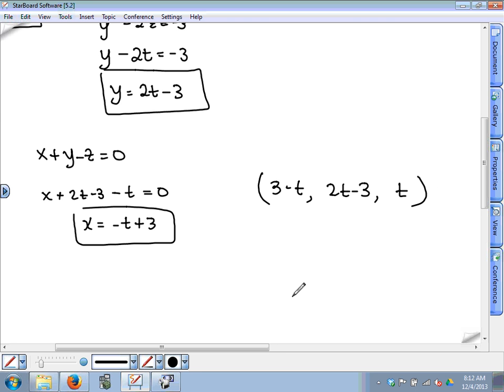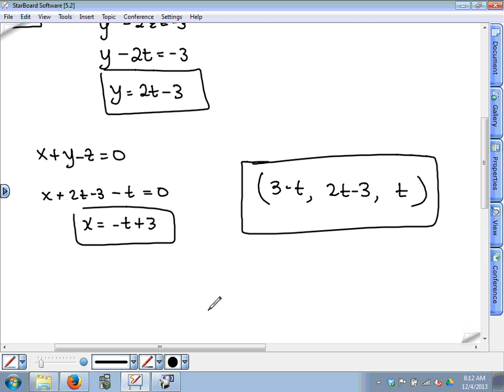Could you also express something in Z instead of T? I suppose you could, but the convention is to set up a parameter T. So I would like you to follow the convention of our textbook, and that's how I'm going to be grading it. Any questions on parameterizing?